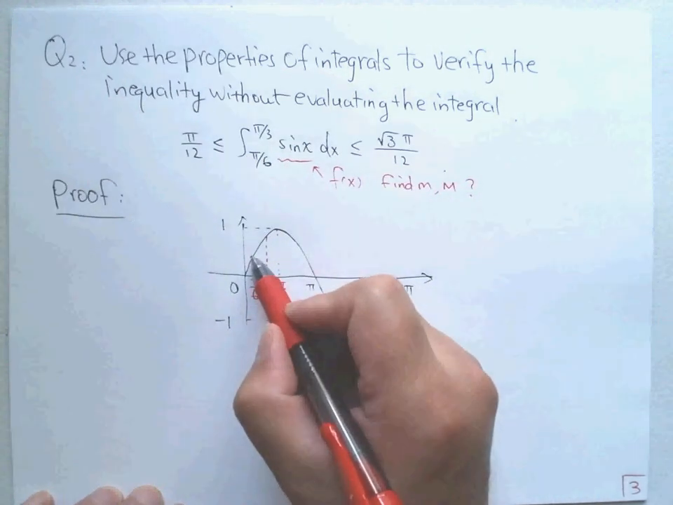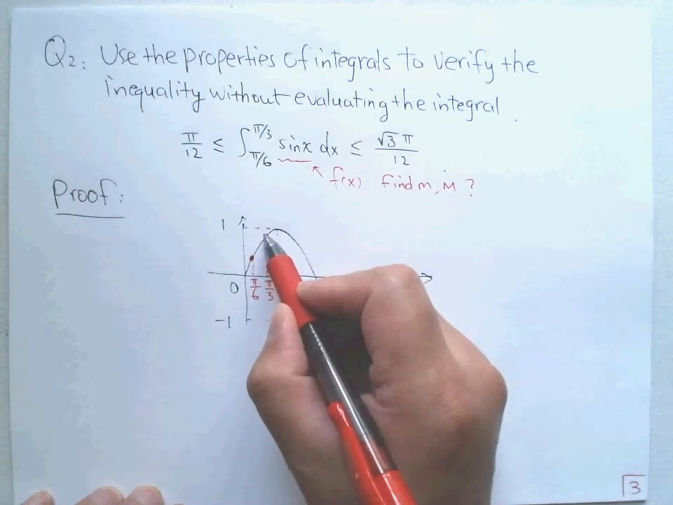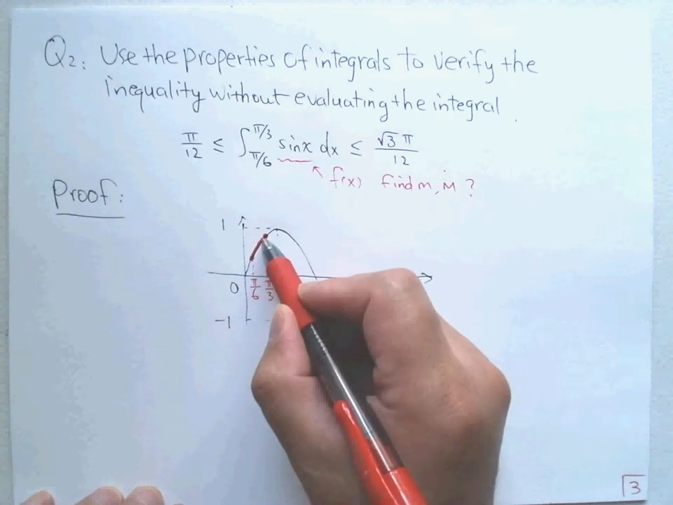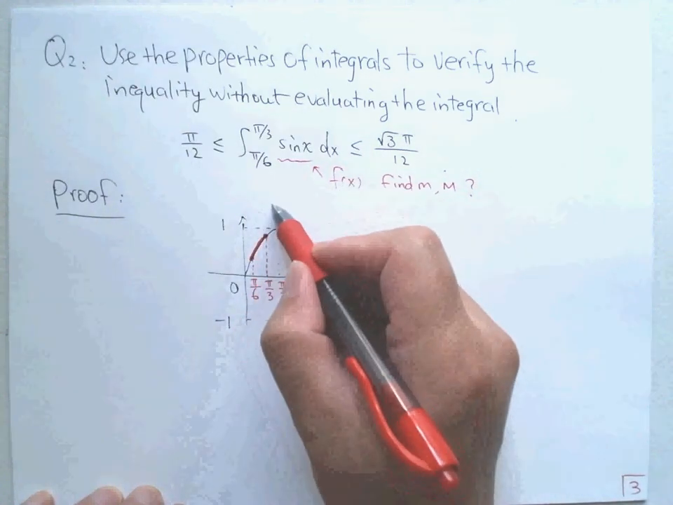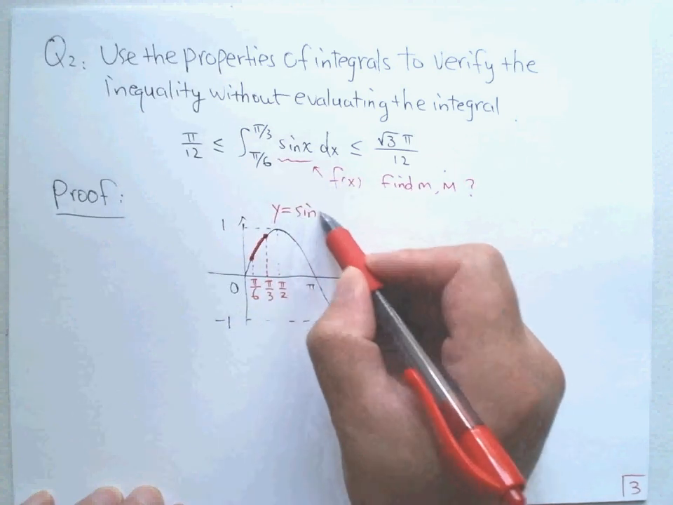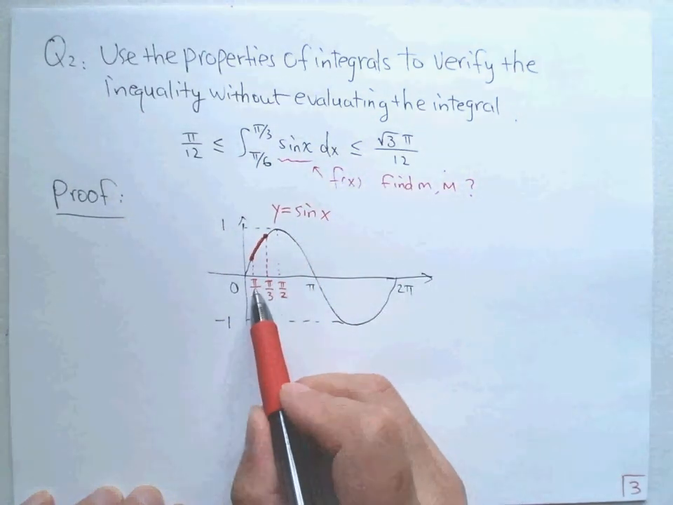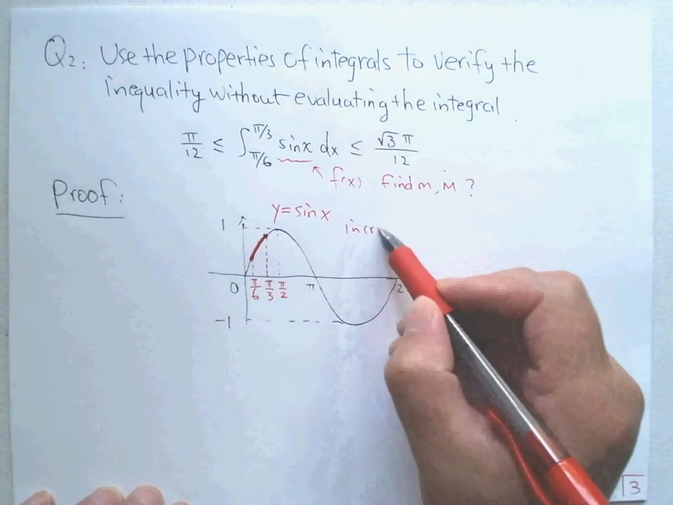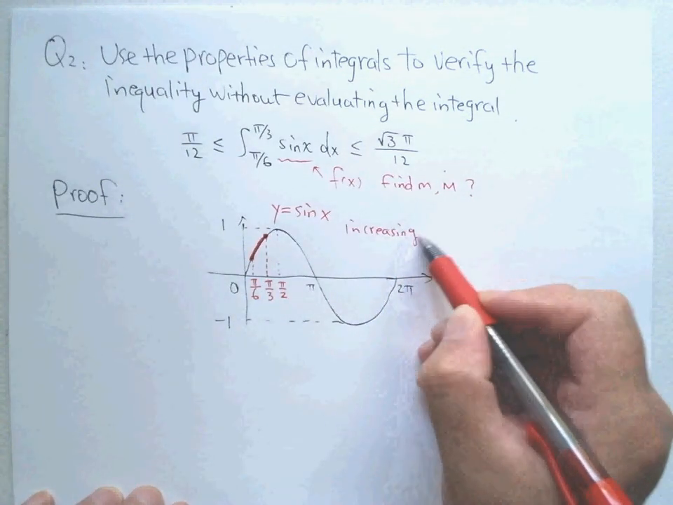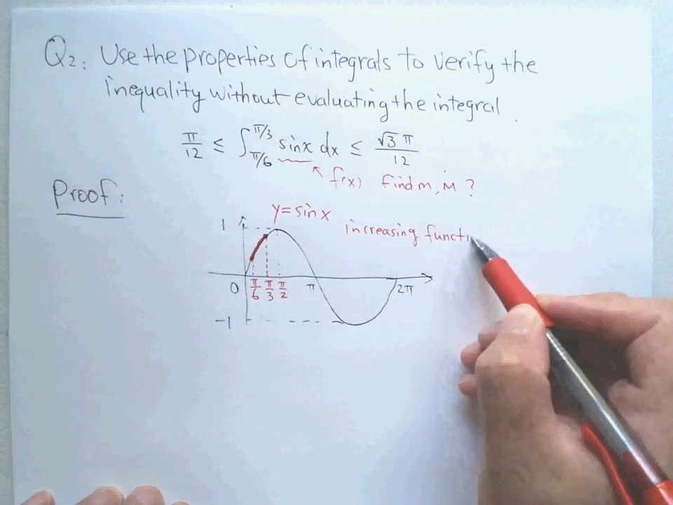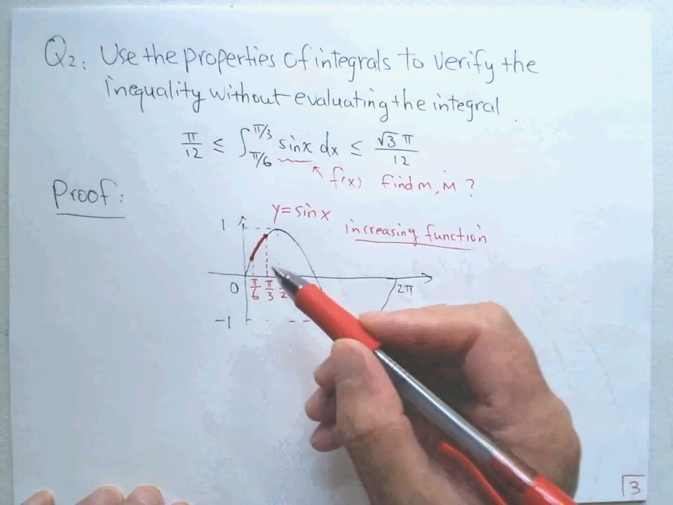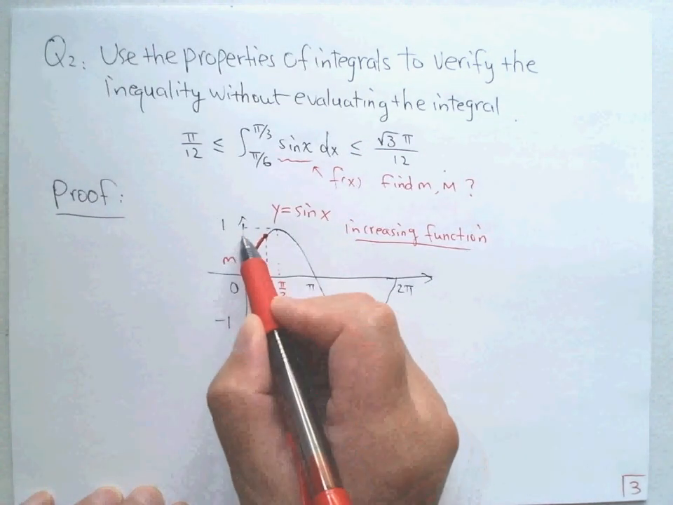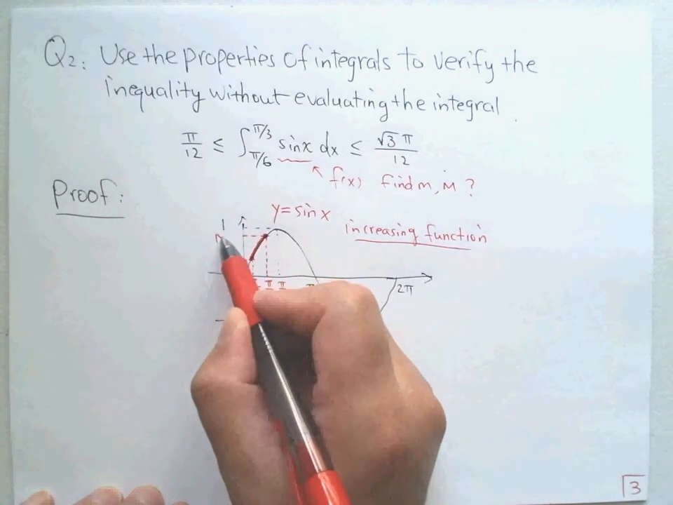So the function goes from this point up to this point. Can we see? Okay, and the function is y equals sine x, where x is between this number and this number. So this is the increasing function. If it's increasing, that's easy to find out. What is lowercase m? So this is the lowercase m, and this is the capital M.